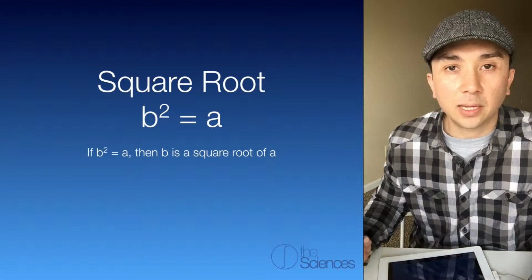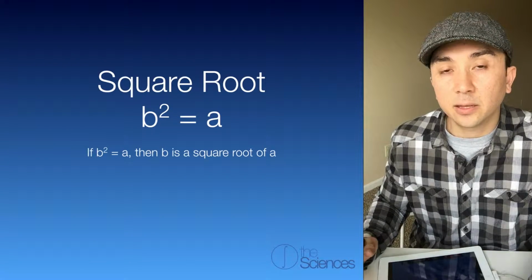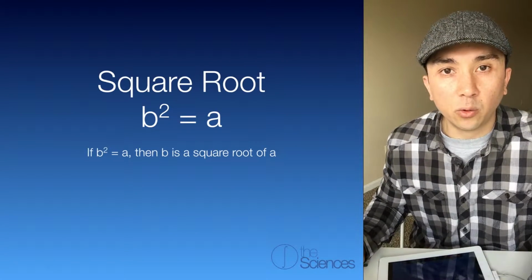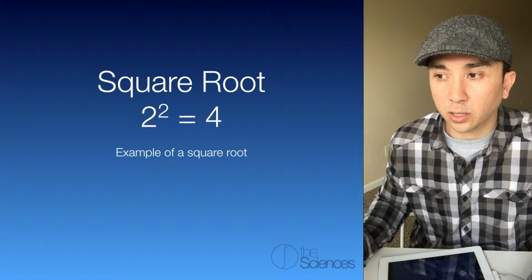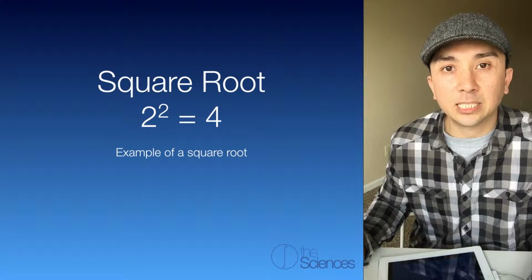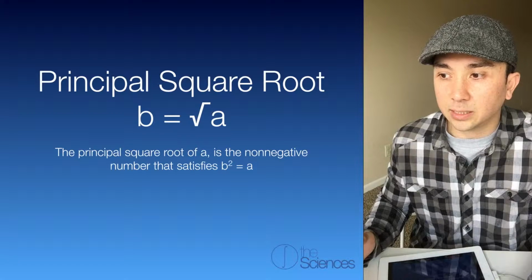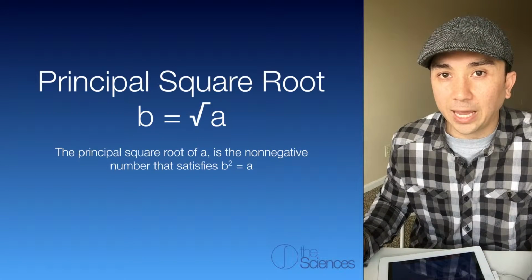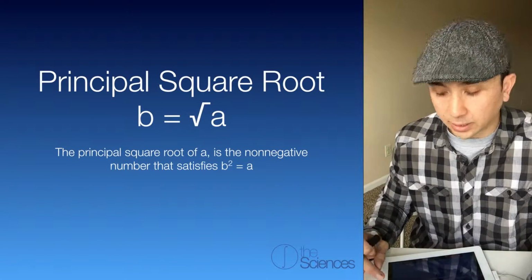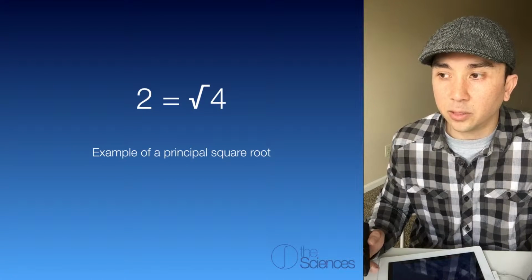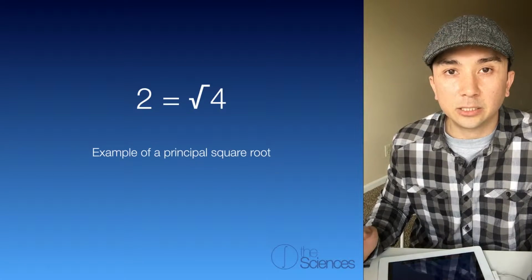A square root has the form b squared equals a. So if b squared equals a, then that means that b is a square root of a. Here's an example: 2 squared equals 4, so that means that 2 is a square root of 4. The principal square root of a is the non-negative number that satisfies b squared equals a. For example, the square root of the non-negative 4 is 2.